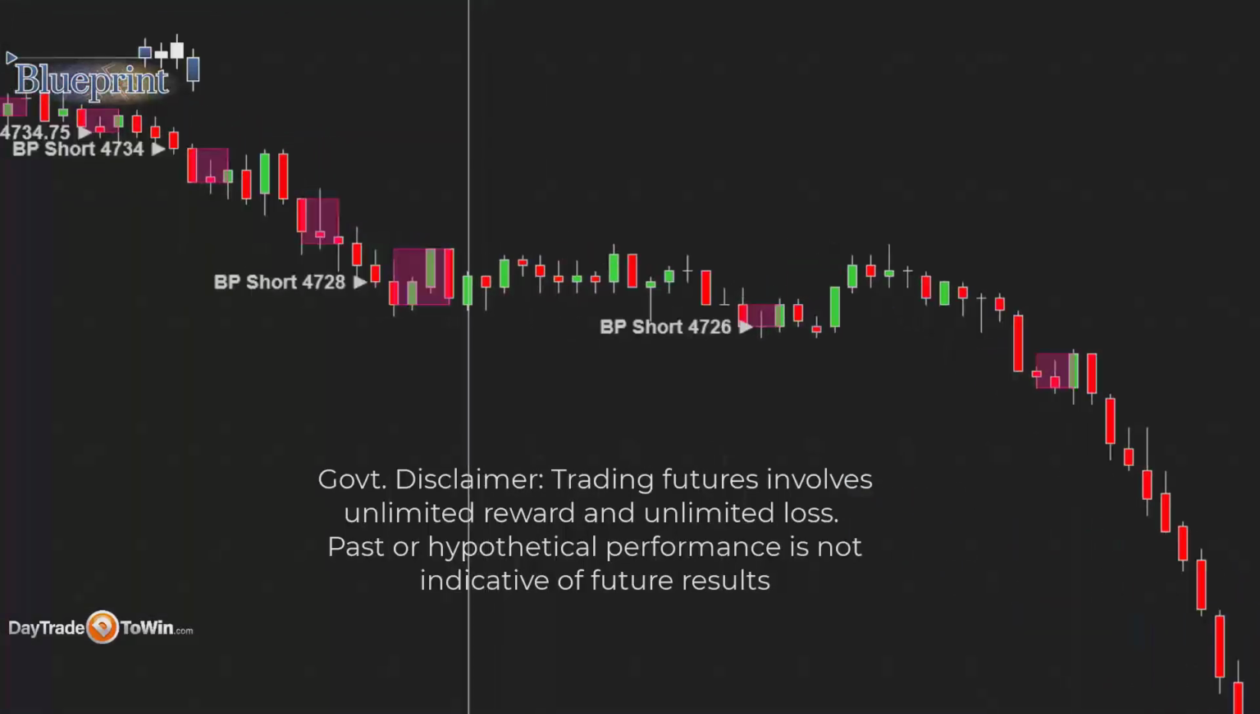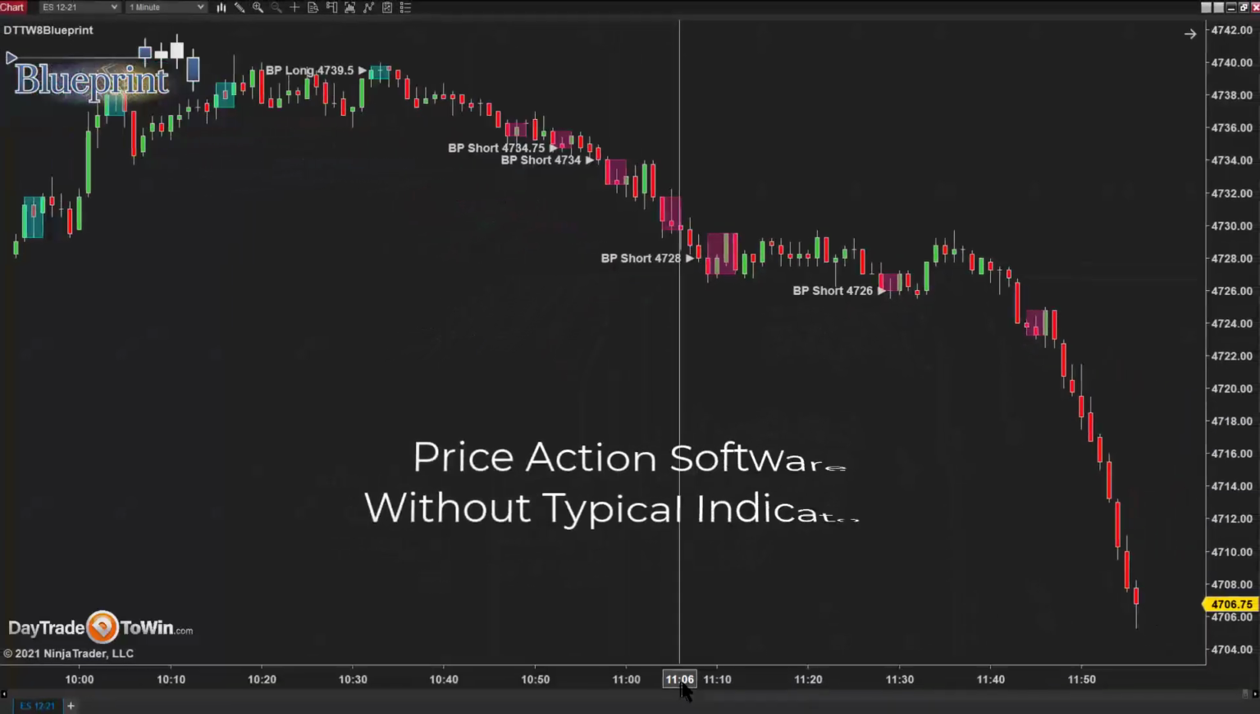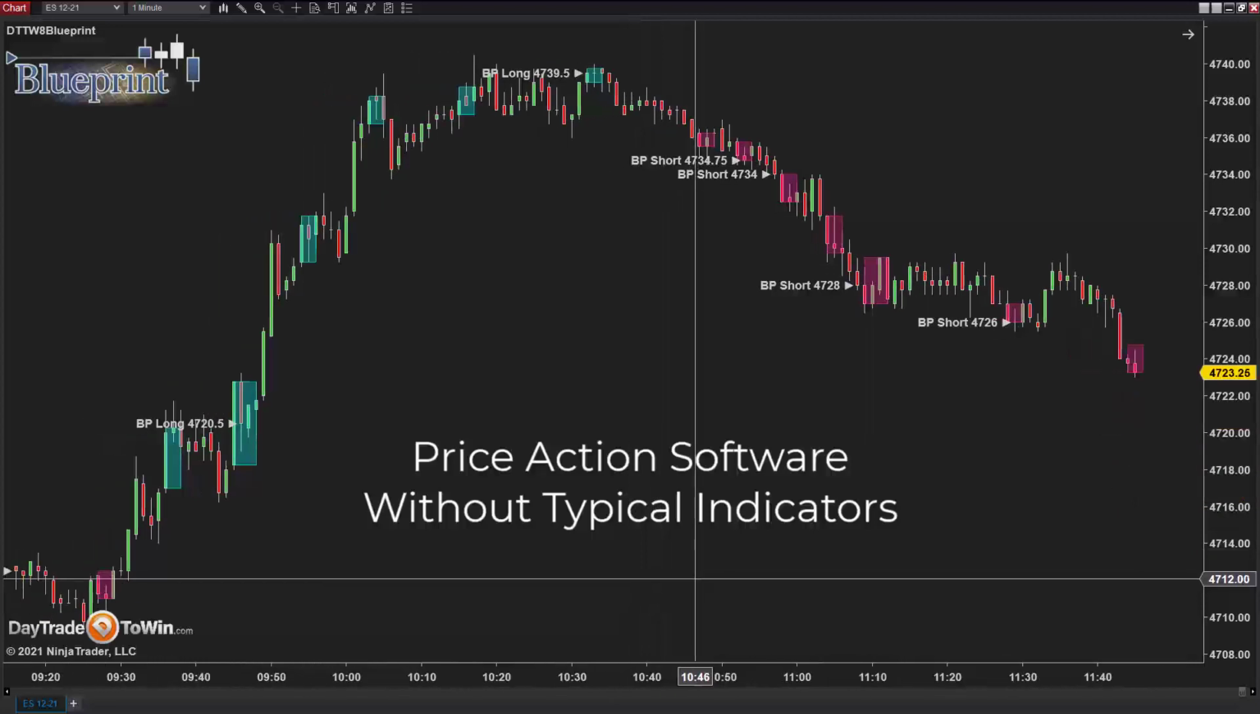So when we look at trading price or price action, the first thing we want to avoid is indicators. So you'll never see any type of moving averages or bands or multiple indicators that are really confusing to most traders unless they're specific to the type of trading you do.